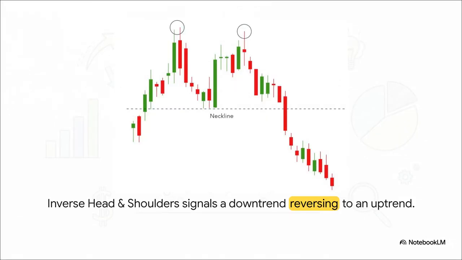Conversely, we have the inverse head and shoulders, and this shows a downtrend completely running out of gas. You have a deep low in the middle, flanked by two slightly higher lows. The sellers are clearly losing their grip here. When the price breaks that neckline from below, it confirms the buyers have successfully flipped the trend and are back in control. It's just a really beautiful visual representation of market psychology shifting in real time.